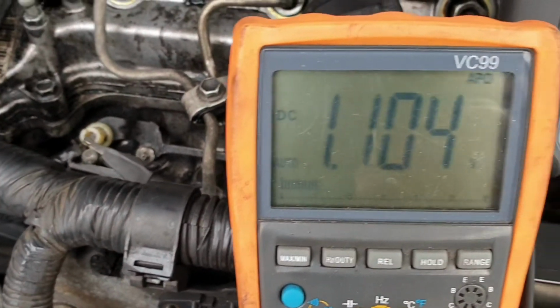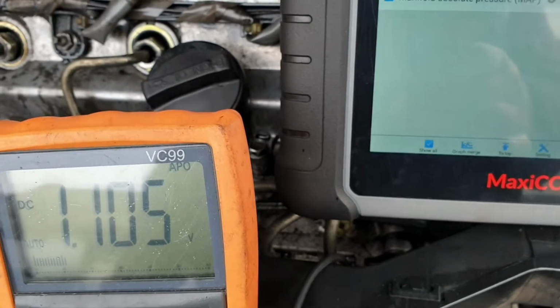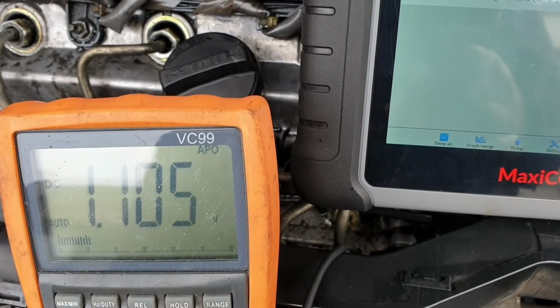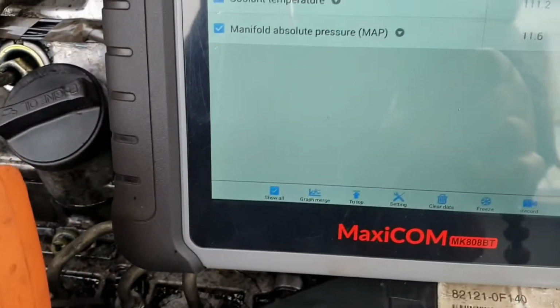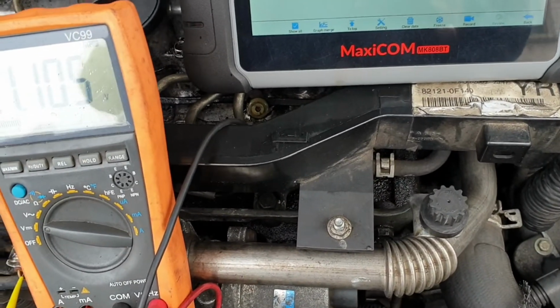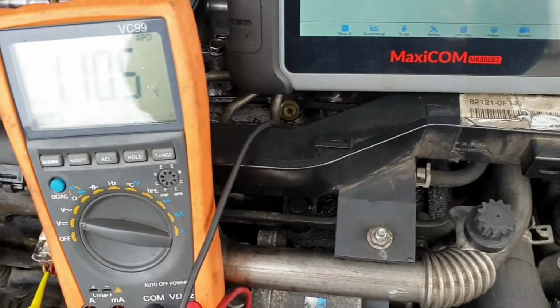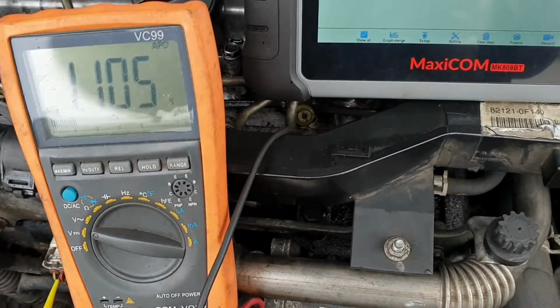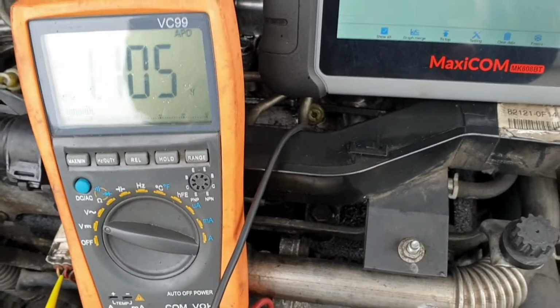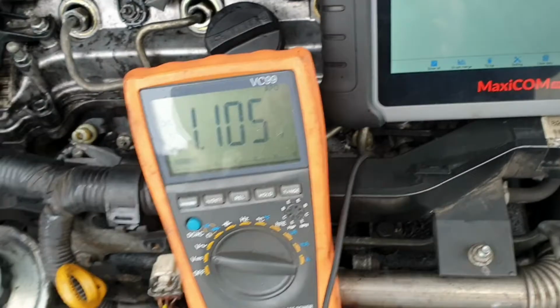So now the voltage has dropped back to 1.05, and now I'm going to dismantle or remove the inlet manifold, and I'm going to share with you whether it's clogged or there is an air flow restriction, and then we will go ahead with that as well.